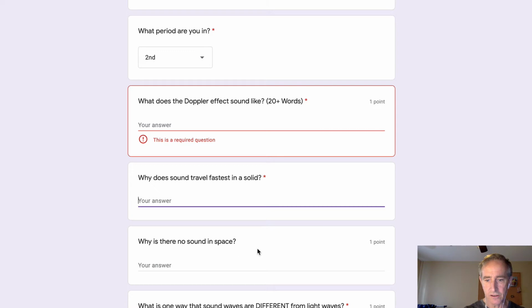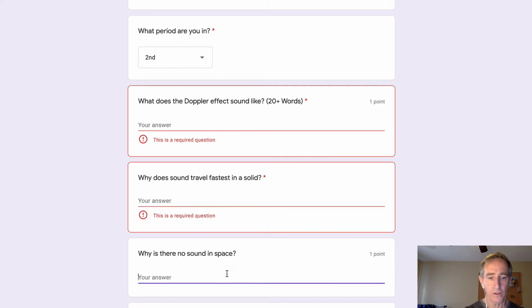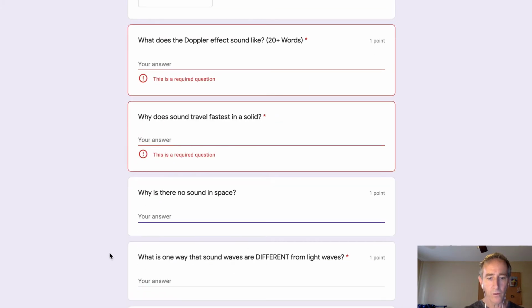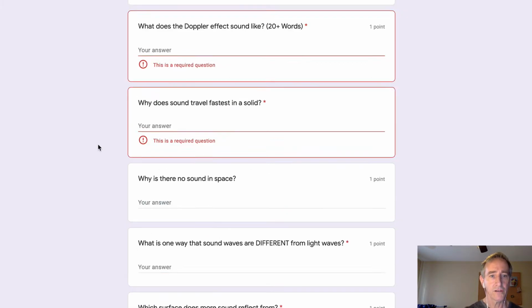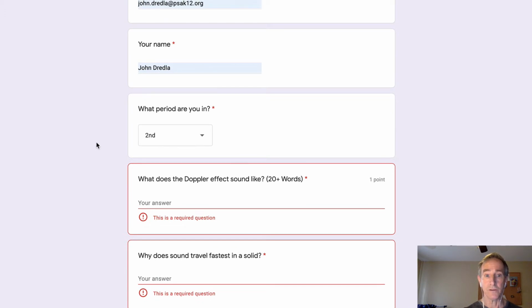Why is there no sound in space? Again, as many words as necessary. And what is one way that sound waves are different from light waves? I'll be answering that with as many words as necessary. This says one way, so that implies that there might be more. Here's a multiple choice question. Which surface does more sound reflect from? A harder or a softer, or they both reflect the same? And then a discussion about echoes. So today's work requires me to do some writing.